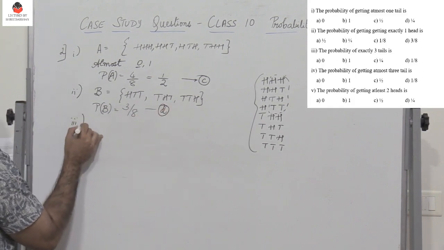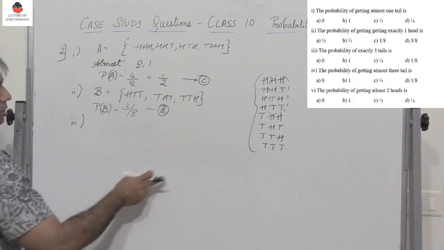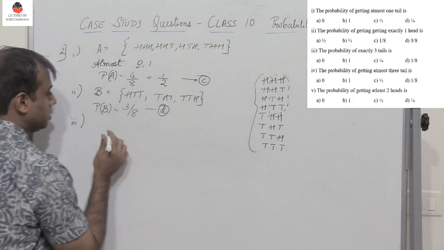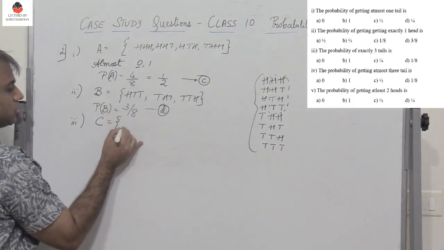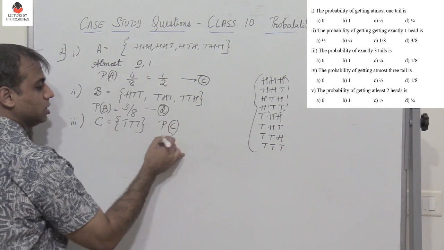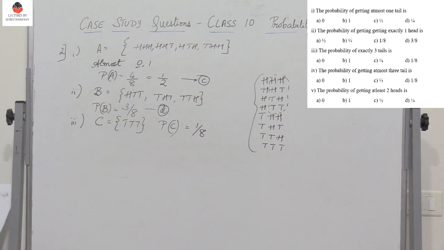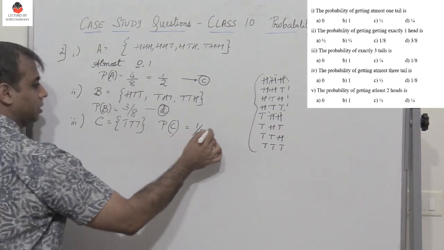3. What is the probability of getting exactly 3 tails? So there is only one outcome here. So you have T, T, T, which is just 1. So probability of getting exactly 3 tails is 1 by 8. So it is option D.